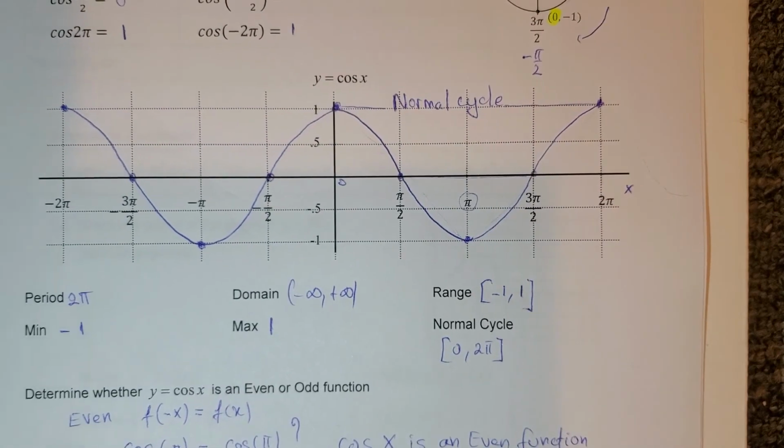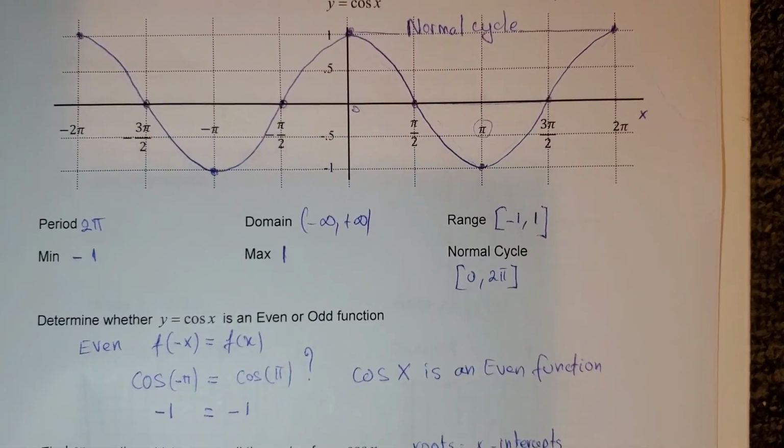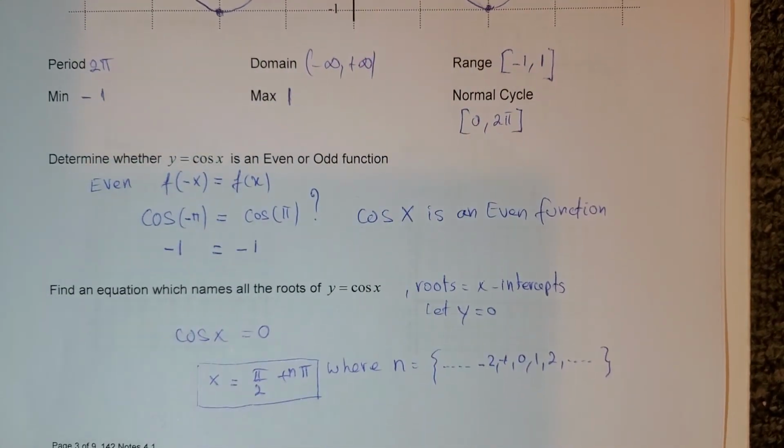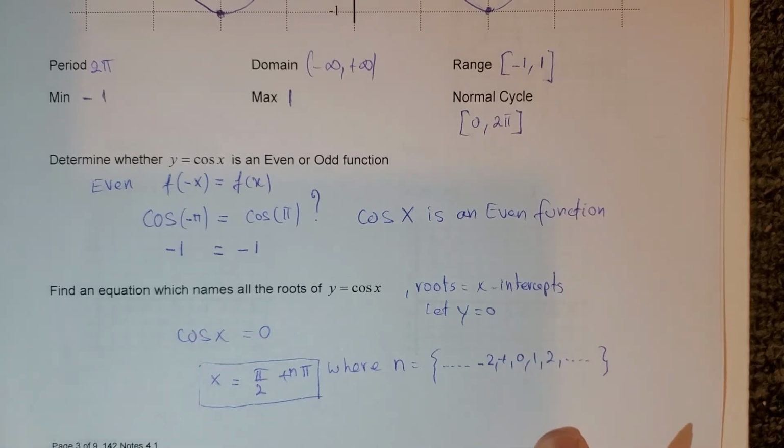Oh, you cannot see it, sorry. All right. So that is the cosine graph and how to find all the roots for cosine. I'm going to move on to the next page.